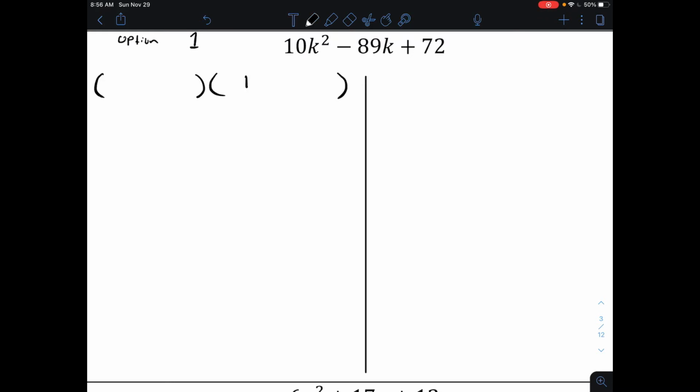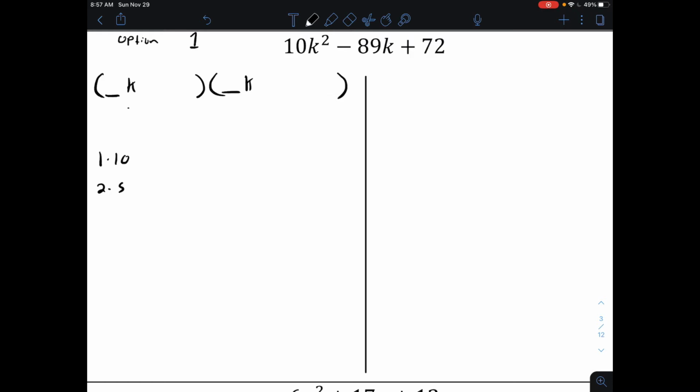I just got to figure out what the coefficients would be for those k's. They have to multiply together to make 10. Well, to make 10, I could have 1 and 10, so 1 times 10, or I could have 2 times 5. And I have to pick which ones those are.